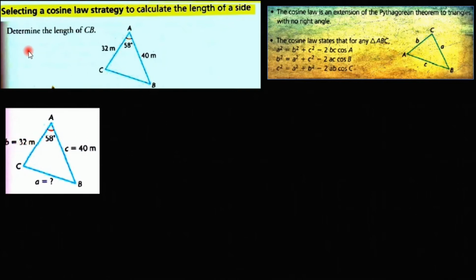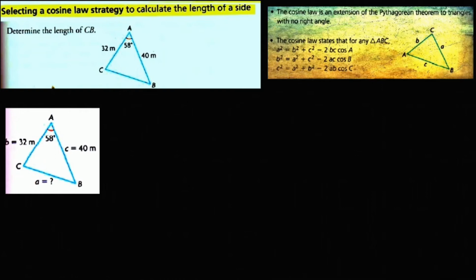So the question asks to find the length of CB, that is, find out a equals what? So we can use the cosine law. So a squared equals this square plus this square, minus 2bc cosine 58. So we know three of the four measurements, so we can determine a.